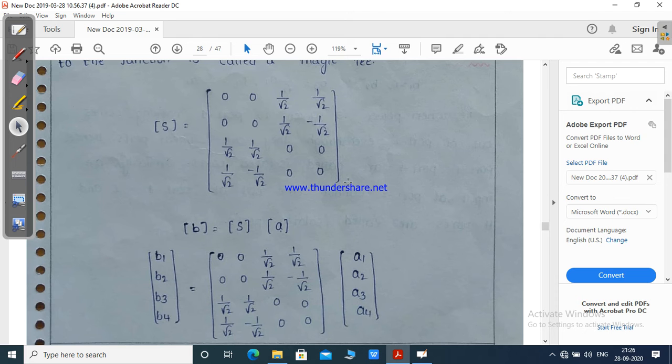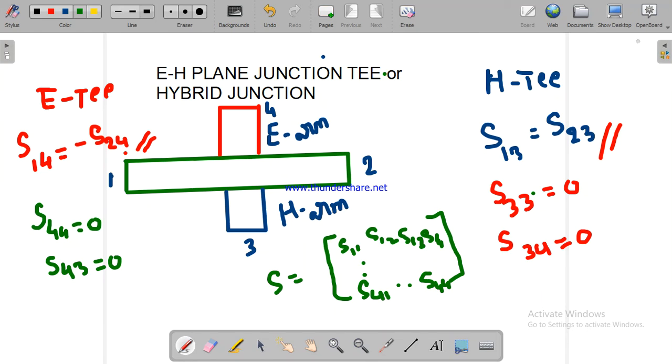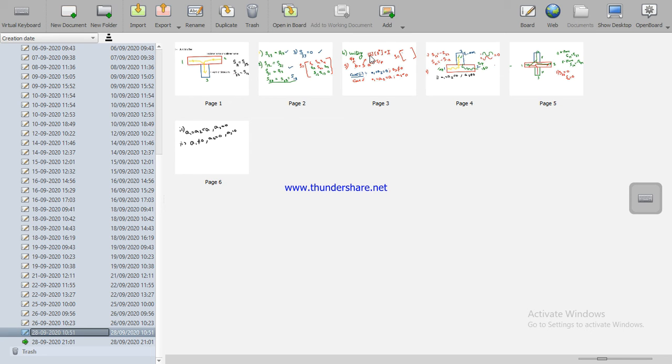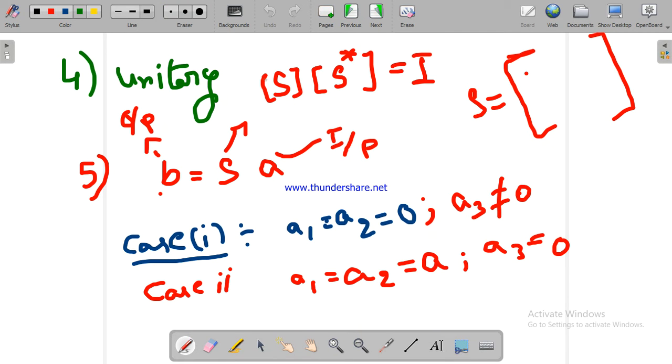After getting S equal to this matrix, what we have to do is, after completing the unitary property, we substitute in this: B is equal to S times A. S is the scattering matrix, what we get now, and A is the inputs. How many inputs do we have? We have 4 ports, so A1, A2, A3, A4.